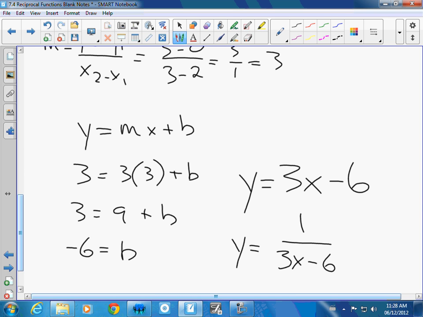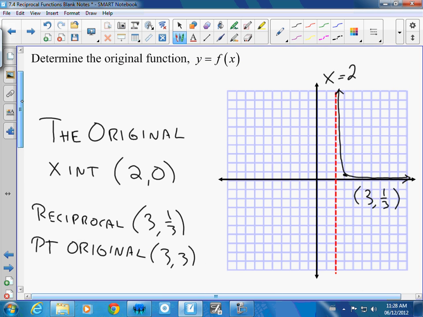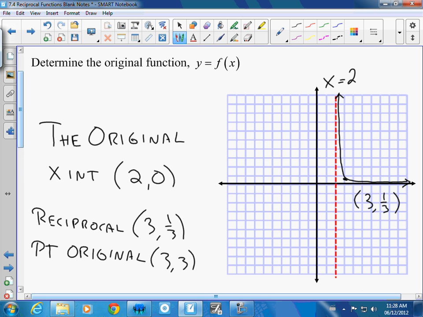Okay, so what was it again? 3x minus 6. So where's the negative 6? 1, 2, 3, 4, 5, 6, right there. And what does the slope mean? We go up 3 over 1. Up 3 over 1. So here we go. Up 3 over 1.